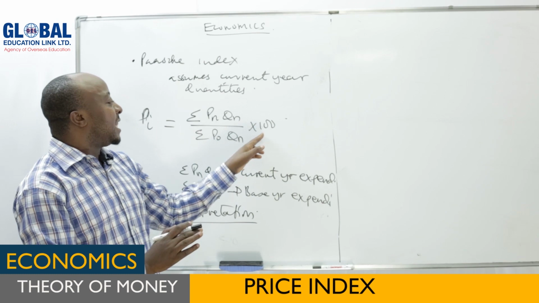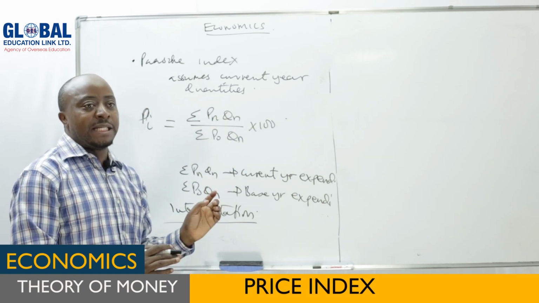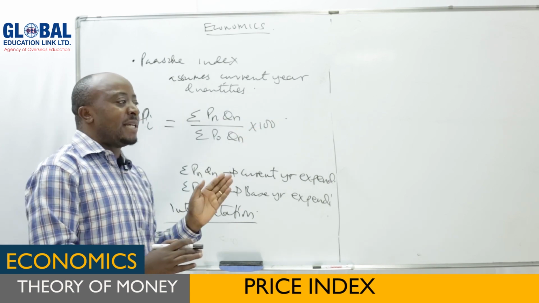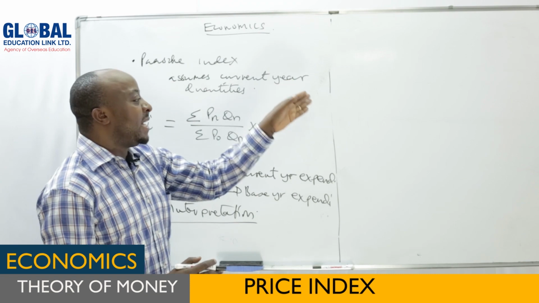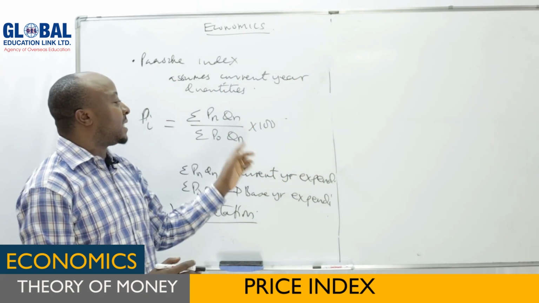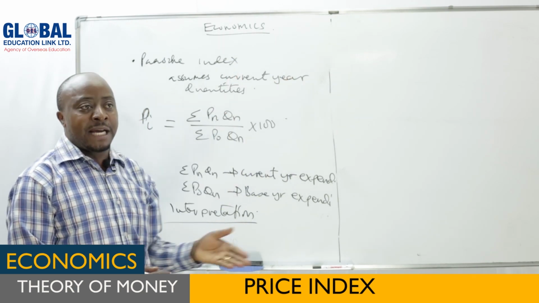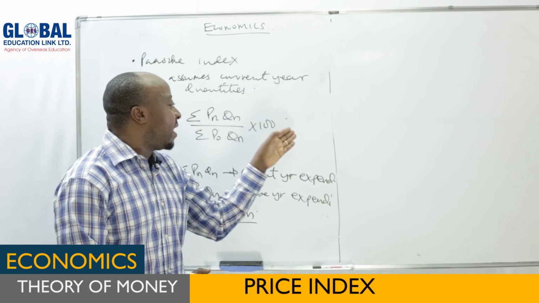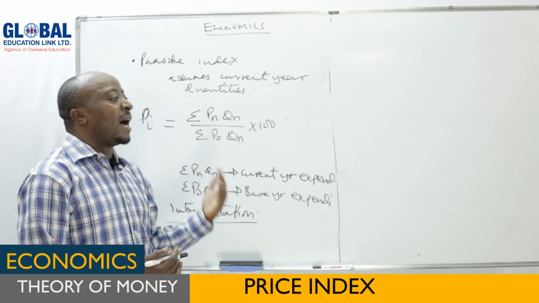That means life is 100%. So we want to check the answer. Is it above 100 or is it below 100? If it is below 100, it means expenditure has fallen. If it is above 100, expenditure has increased. So we are multiplying by 100 so that we see how much it has increased from 100 in the current year, or how much it has fallen from 100. And that is how we make interpretation from the answer we get.